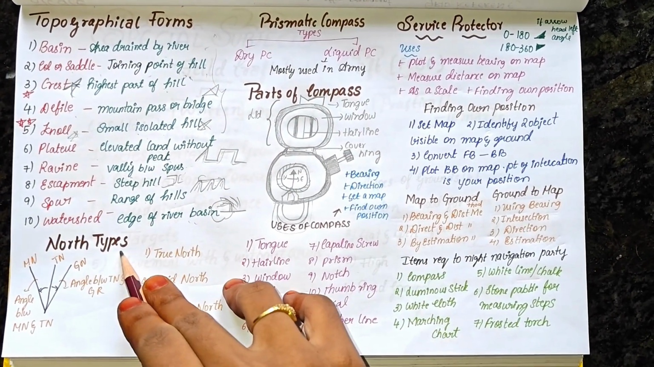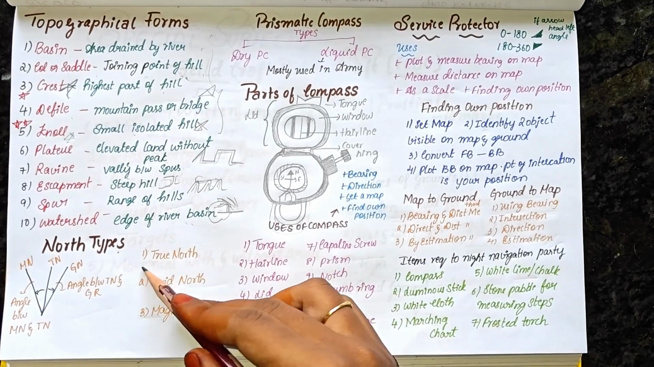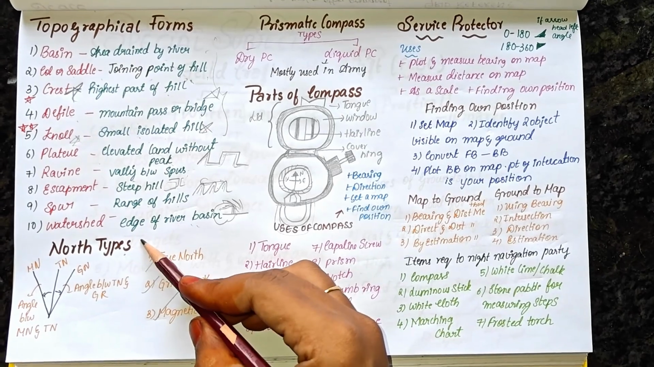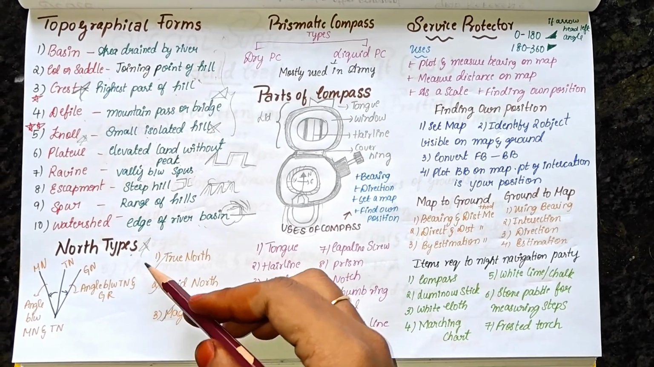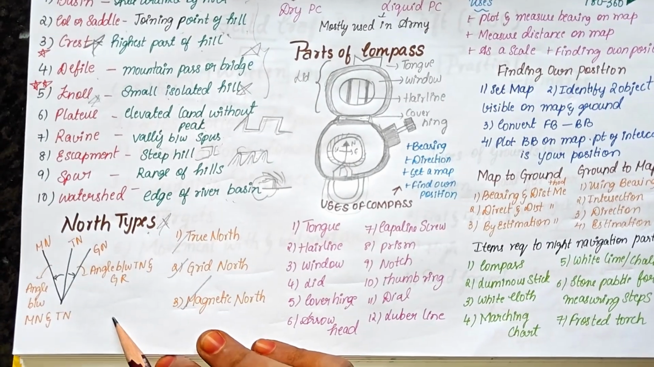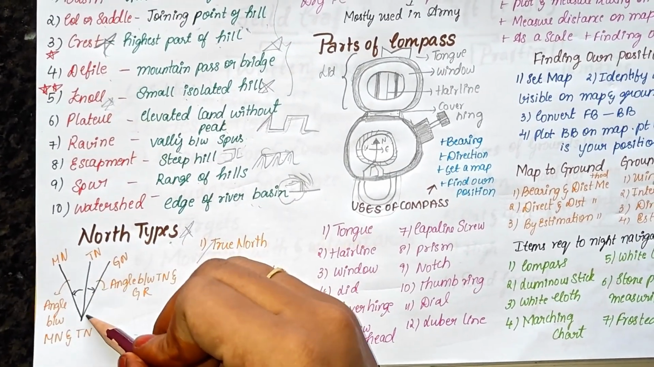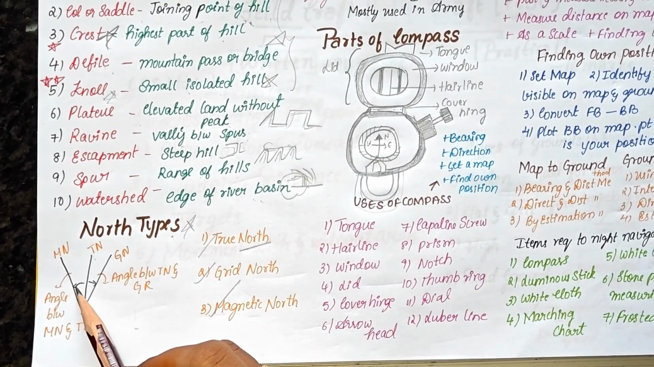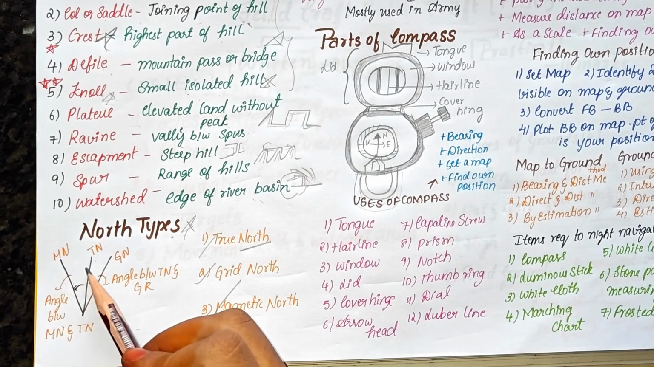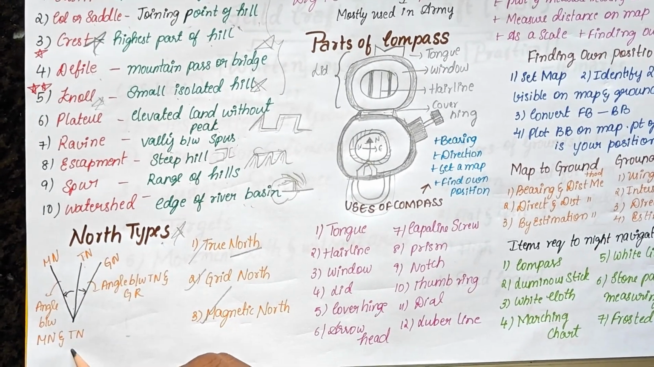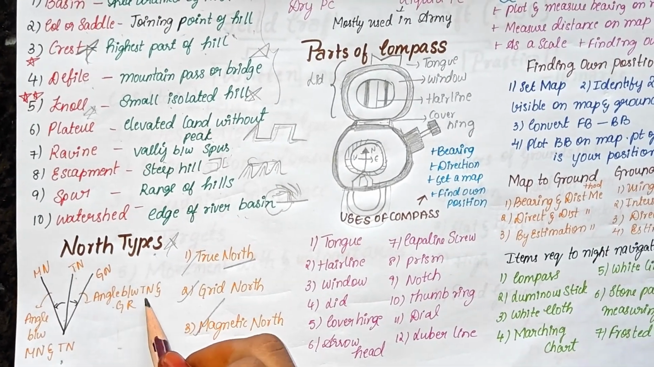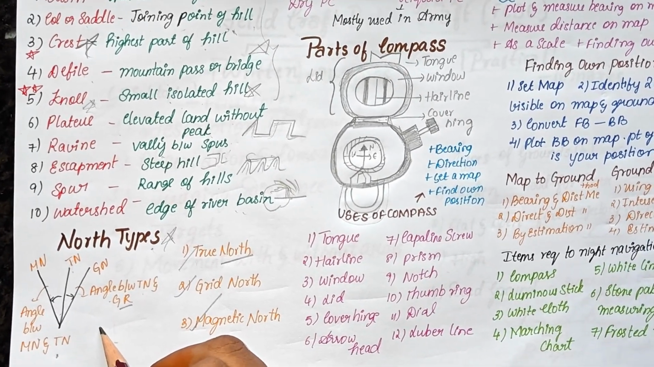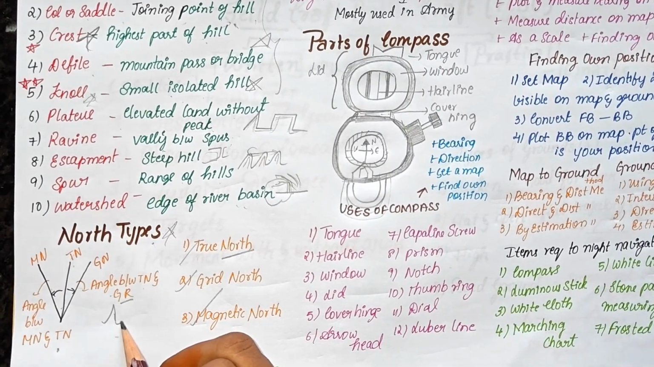So, coming to the next topic, types of north. There will be three types of north: true north, grid north, and magnetic north. It is also asked in the practical, it's very important. So, what is true north, what is grid north, and what is magnetic north? True north is the original north we measure. The angle between magnetic north and true north is known as magnetic difference. The angle between true north and grid north is known as grid convergence.